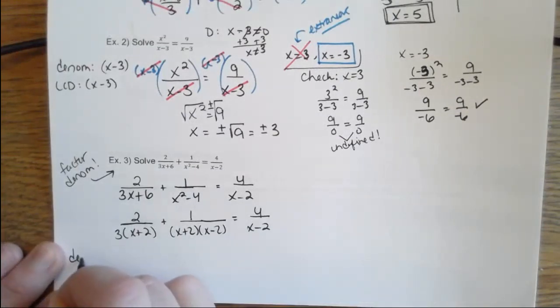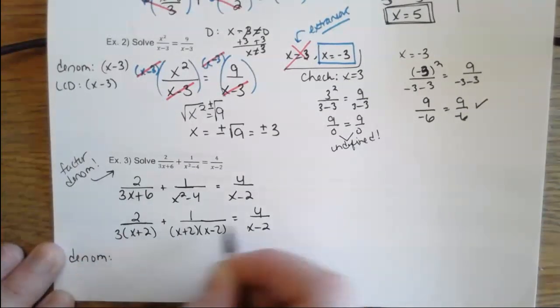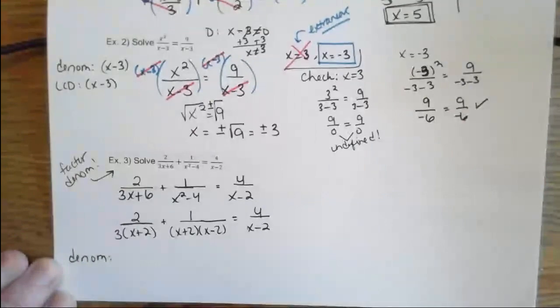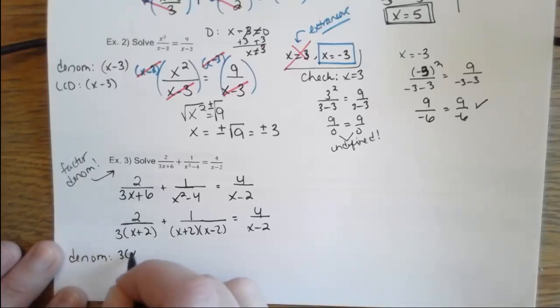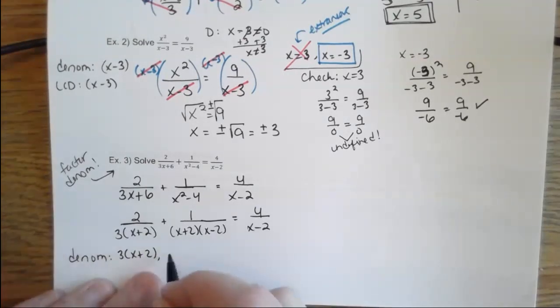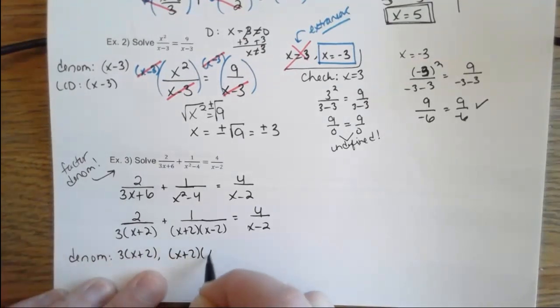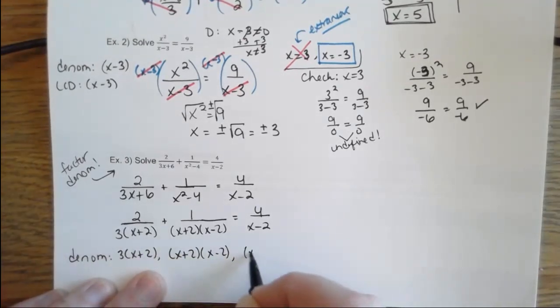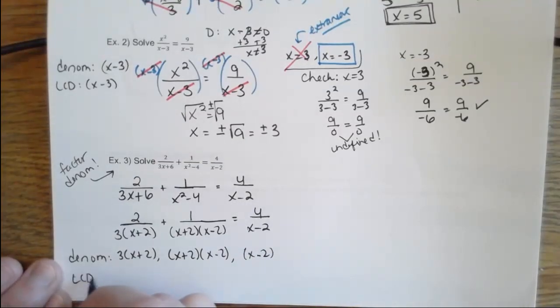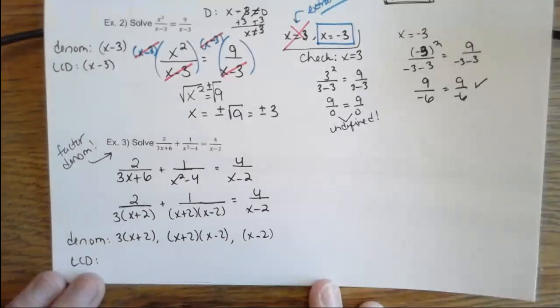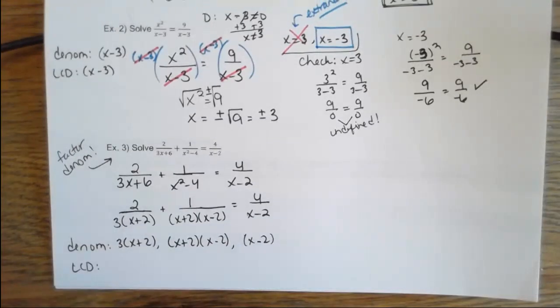So I do see I have three different kinds of denominators here. So let me look at all my factors. In the first case, my denominator is 3 and x plus 2. In the second case, my denominator is x plus 2, x minus 2. And then in the third case, my denominator is x minus 2. So to find your LCD, you want to make sure you have all possible factors there.